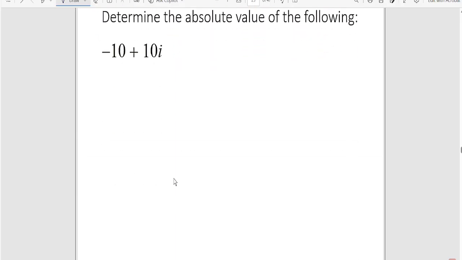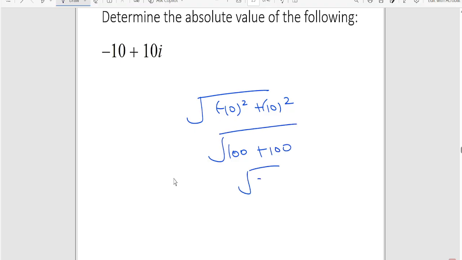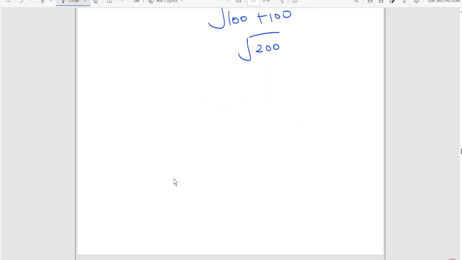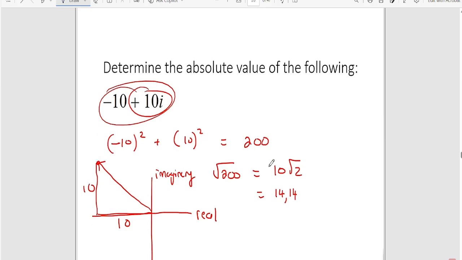Okay, so for this one, we square negative 10: negative 10 squared plus positive 10 squared. This will give me 100 plus 100. And then the square root of this. So this is √200. We can factorize it, right? Which is 10√2. That's how we find it. Because as I told you, absolute value means distance from 0.